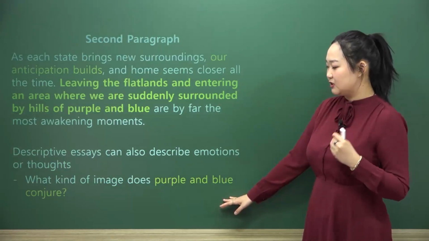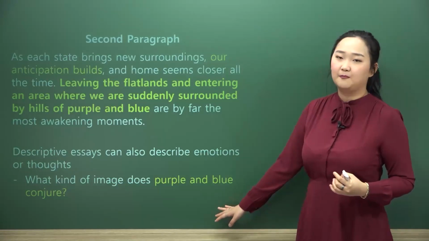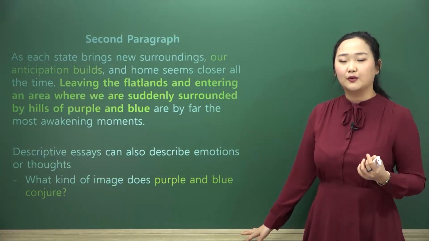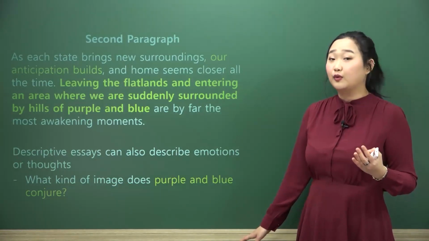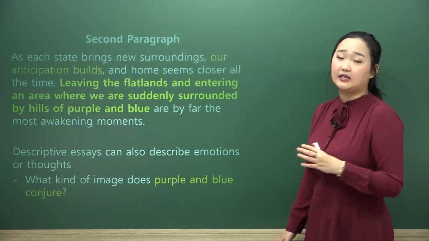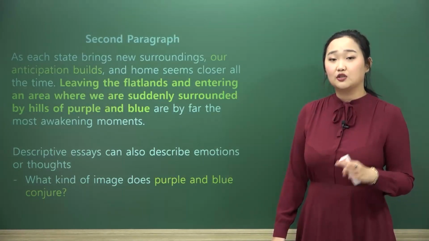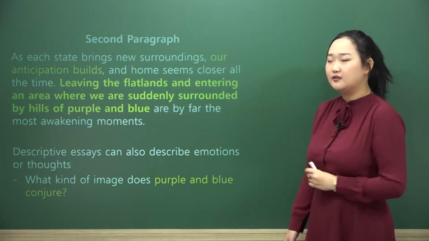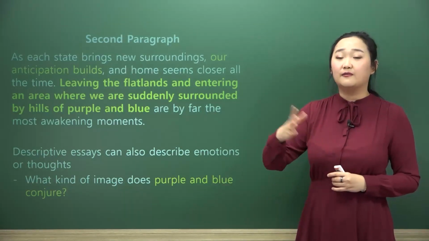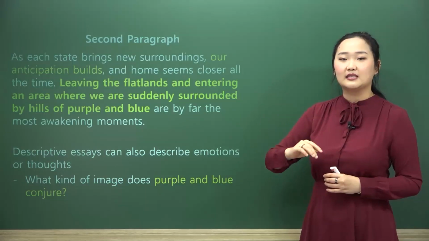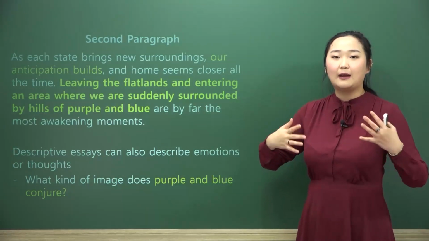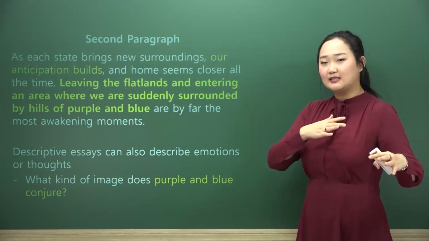What kind of image does purple and blue conjure? Hills of purple and blue. If you guys have ever gone on a really long road trip or have visited America and you've driven through the States, you'll know what they mean when they say hills of purple and blue, because there are mountains far away that you'll be able to see in the distance, and that creates an atmosphere of perhaps distance.